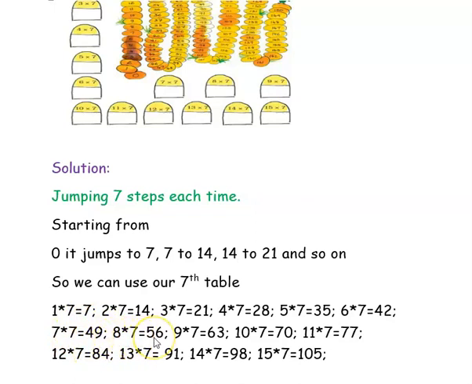In the same way, the 8th jump is 56, the 9th jump will be 63. For the 10th jump from 63, if you jump 7 steps, you will land on 70. From 70, if you go 7 steps, you will be at 77. From 77, the next point will be 84. The 13th jump will be at 91, the 14th at 98, and the 15th at 105. Like this, you can count up to the number given in your question.